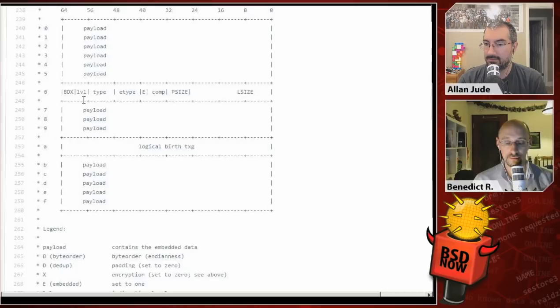So we just have the type, the compression, the sizes, and the birth time. And then the rest of this is all the data. Okay, yeah, that's it. Yep.